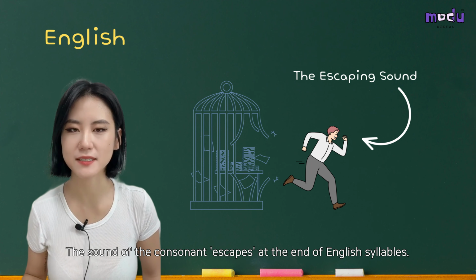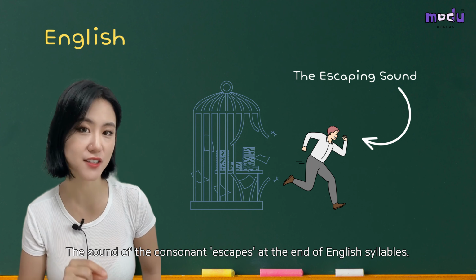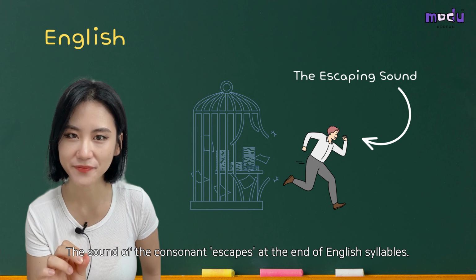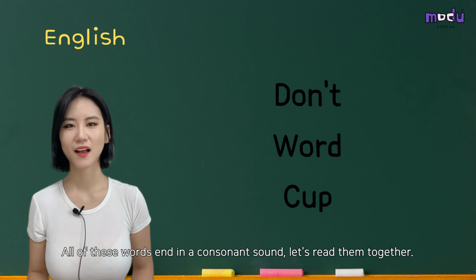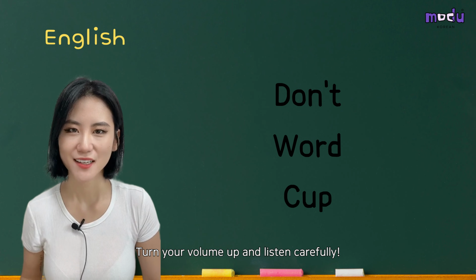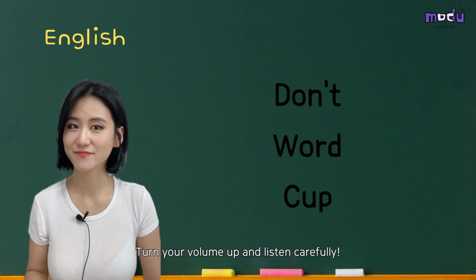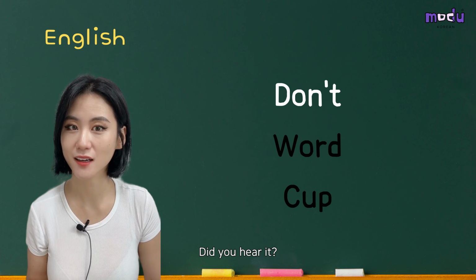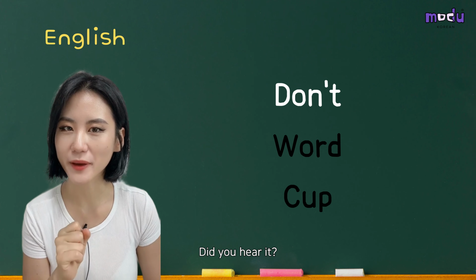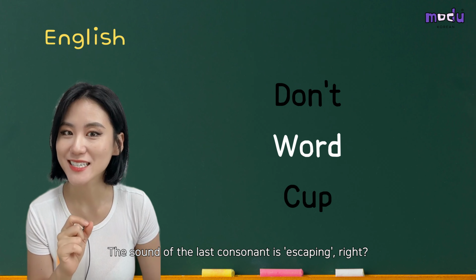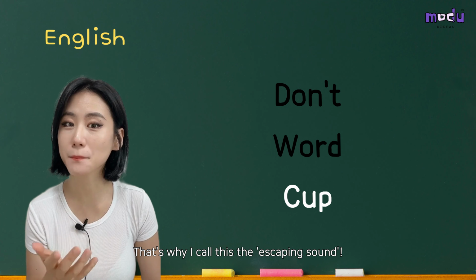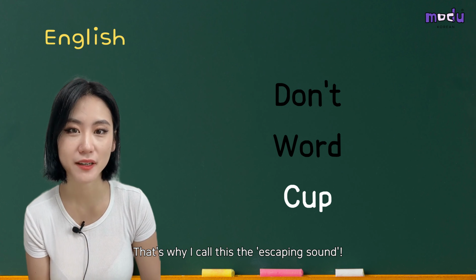In English, what happens when a word ends in a consonant is we have this tiny little sound that escapes at the end. Let's look at a few examples. All right, let's have a look at these words here. They all end in a consonant sound. So let's read them together. It's, don't. Right, hear that sound? Don't. What about word? Word. Yeah. Cup. Cup.